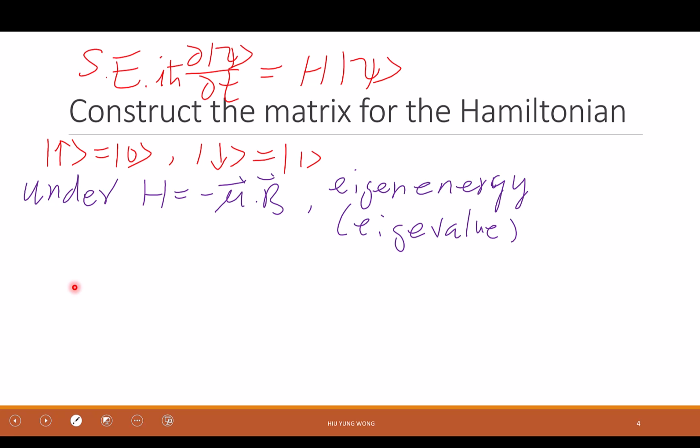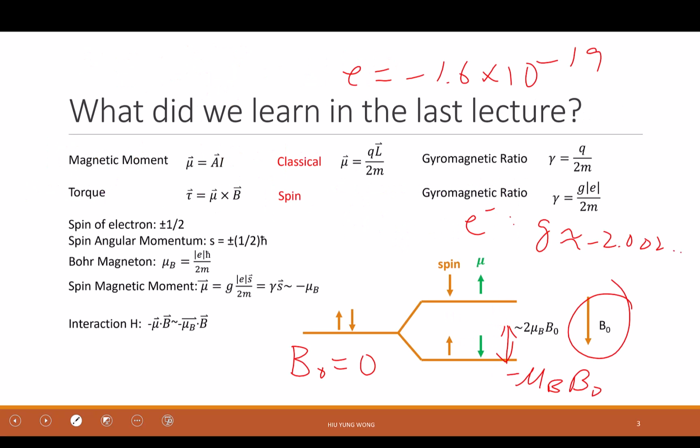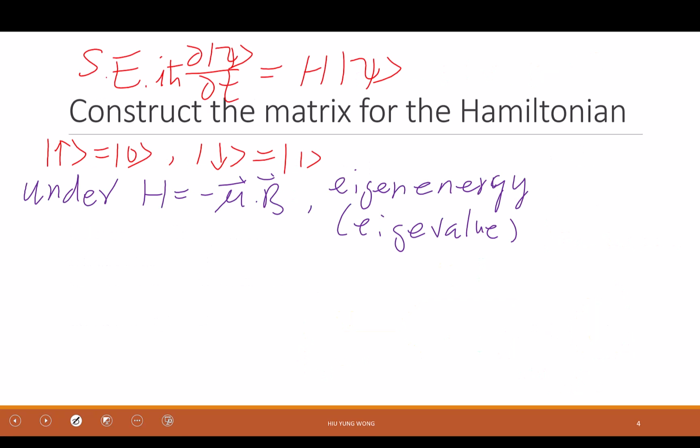So basically, in this process, we already realize that under this Hamiltonian, this system, under an external magnetic field pointing down B0, we only have two states, either spin up or spin down. These are the eigenvectors of the system. So I should also mention this is the eigenvector of the system, or eigenstate of H.